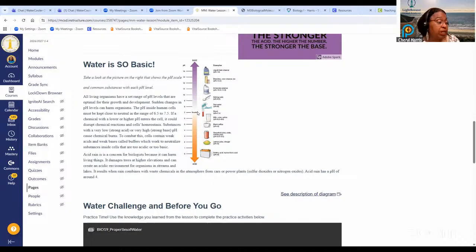So how do you neutralize an acid or a base? You add it until you have an equal number of hydrogen ions with your OH ions, and then you get water. Okay, so water is going to be in the middle.